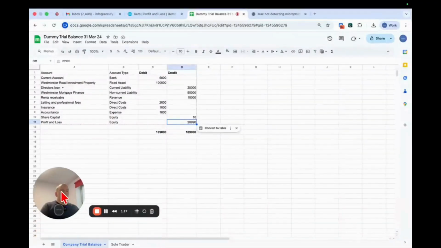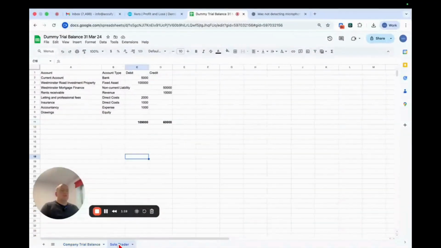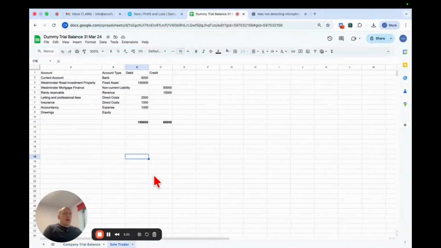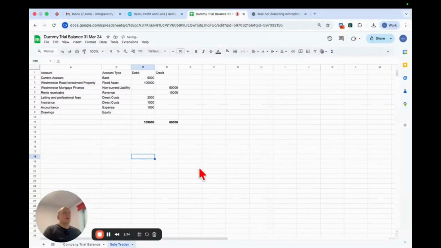With a sole trader setup, it's slightly different. You're not going to have a trial balance. You're unlikely to produce any kind of formalised accounts, but it is still fairly straightforward to set up a kind of mock trial balance, which you can use to put into Xero into the opening balances.